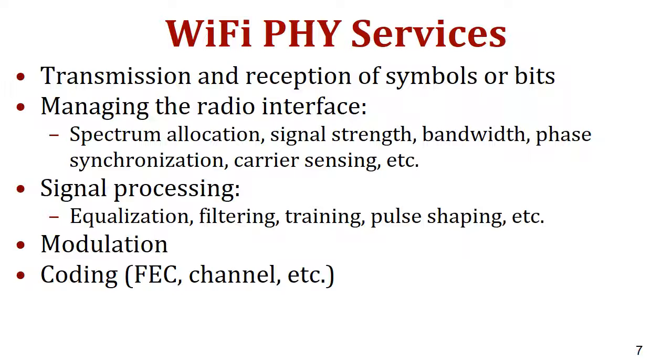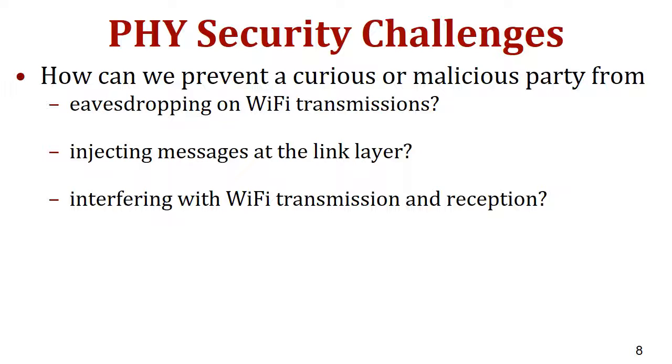The physical layer will also take control of signal processing like filtering, training, pulse shaping, and also modulation and coding. So the physical layer is really critical. And also, because it's performing so many important tasks, the physical layer also has lots of security challenges. For example, how can we prevent a curious or malicious party from listening to all Wi-Fi transmissions? And how can we prevent people from injecting messages into the link layer? And how can we prevent people from interfering with Wi-Fi transmissions and receptions? For example, someone might send out signals to actually interrupt and even break the Wi-Fi transmissions.